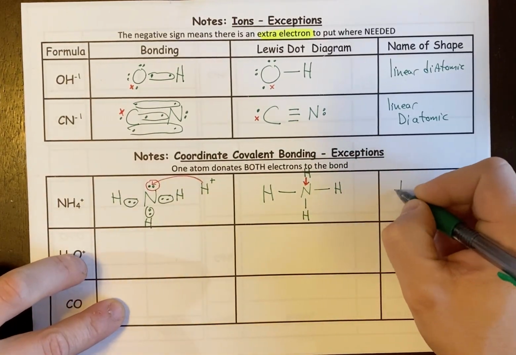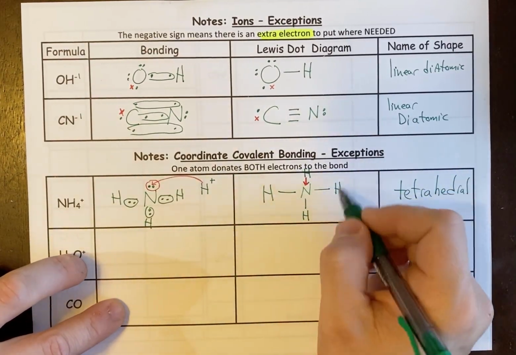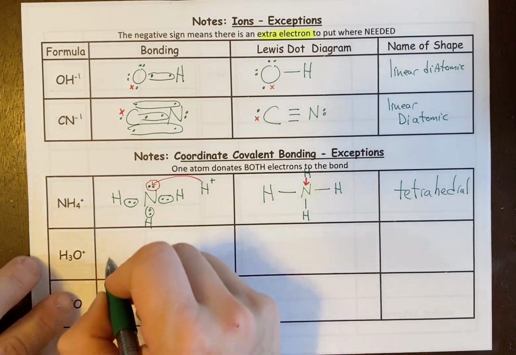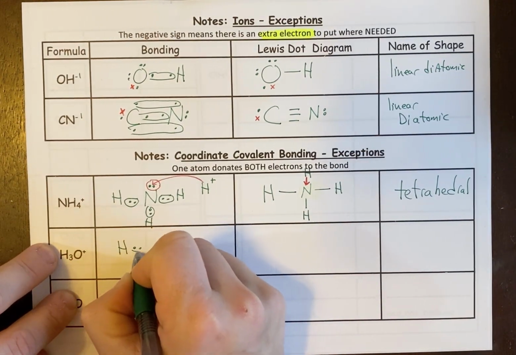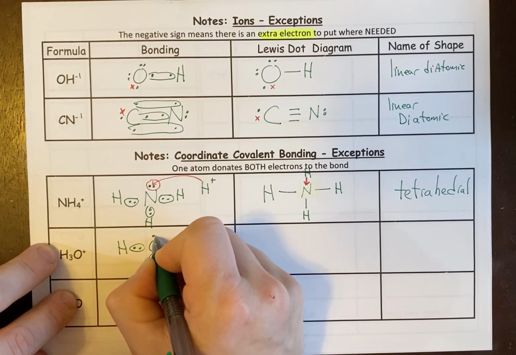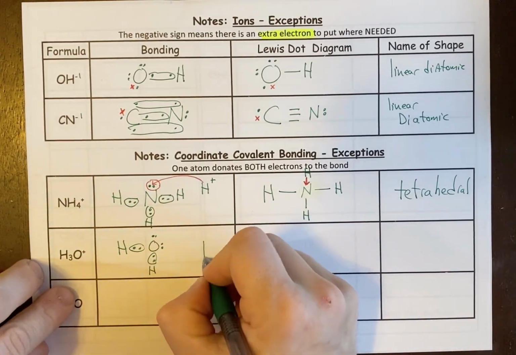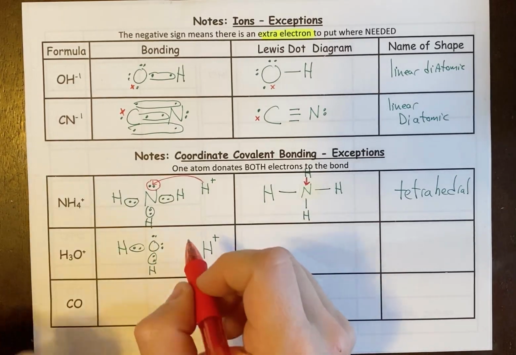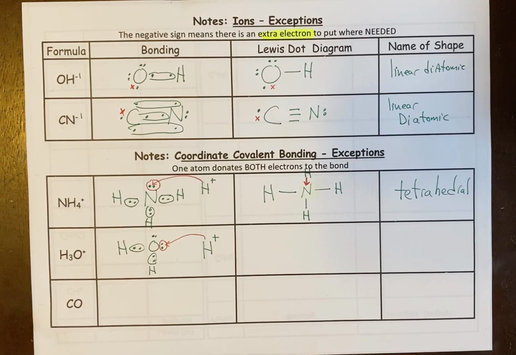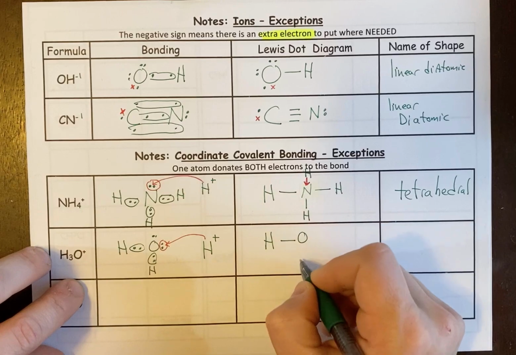Name of shape. When it's like this, it's tetrahedral. Next one, oxygen can do this too. So we have the exact same scenario happening. Oxygen has two lone pairs. We have a hydrogen without any electrons coming along. It really wants some electrons, so it jumps onto the back of the oxygen and it forms H3O, which looks like this.